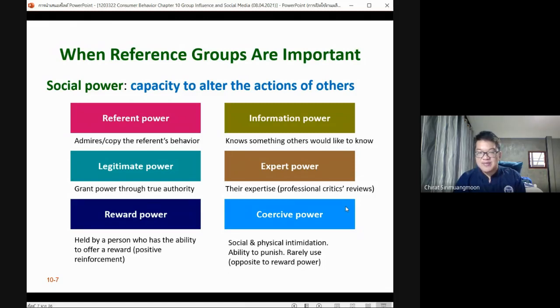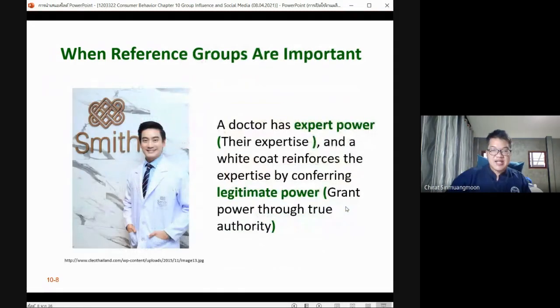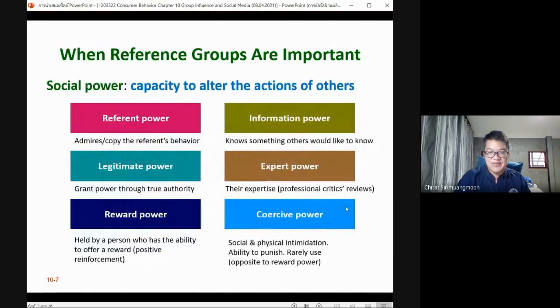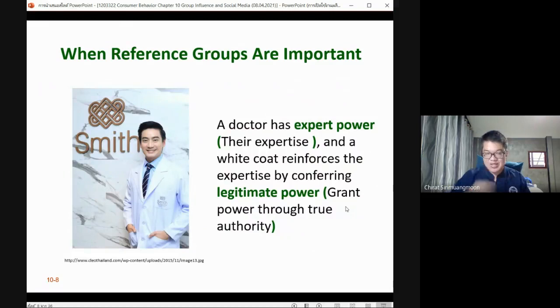Sometimes I can have many kinds of social power at the same time, but it depends on the situation. Like this one, this is Dr. Smith. Because he is a doctor, he has the expert power. Again, what is expert power? Expert power is the power that you have from your expertise. So he is a doctor, so he knows how to cure your health problem. But actually, he is a dermatologist, the person who takes care of the skin. So he has some expertise on the skin.